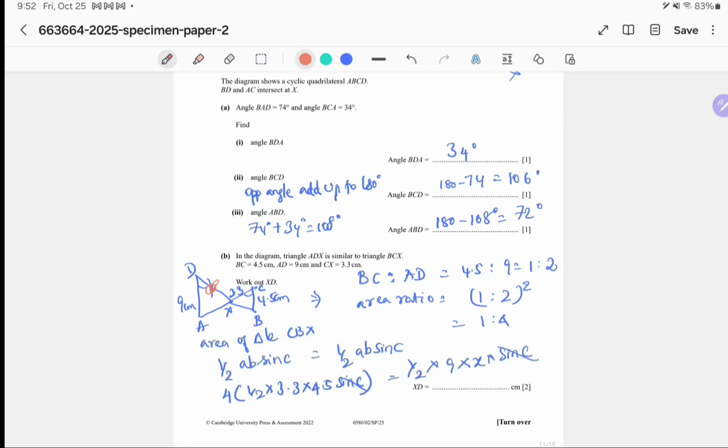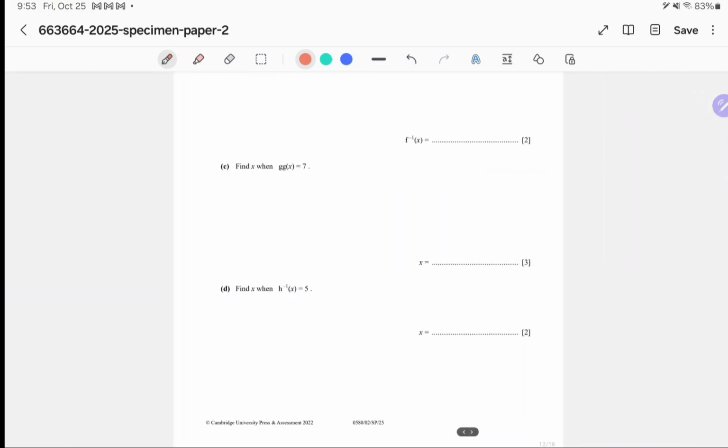Okay, and 4 by 2 it is cancelled, so it is 2 into 3.3. I'll write 2 into 3.3 into 4.5, which is equal to 4.5, that is 9 divided by 2 into x. Okay, so after multiplying this part, 4.5 also gets cancelled on either side. So 2 into 3.3 is 6.6. So x is 6.6 centimeters. Okay, next question.